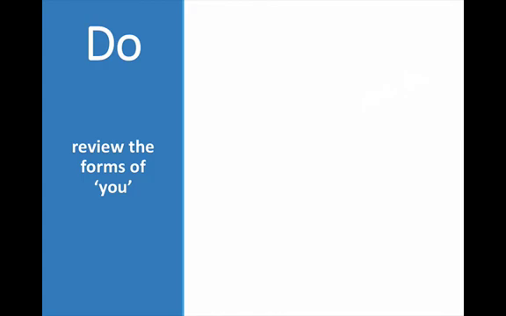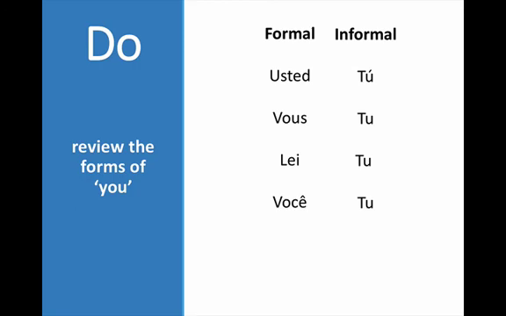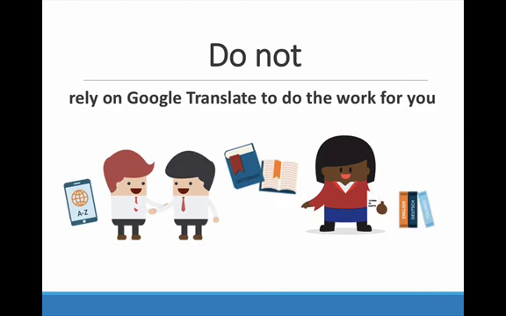Do review the forms of you. In Romance languages such as Spanish, French, Italian and Portuguese, there are two ways to say you. There's the formal and informal way. Google Translate tends to use informal you, and if you are speaking or writing formally, you will need to review the subject pronouns. Do not rely on Google Translate to do the work for you.